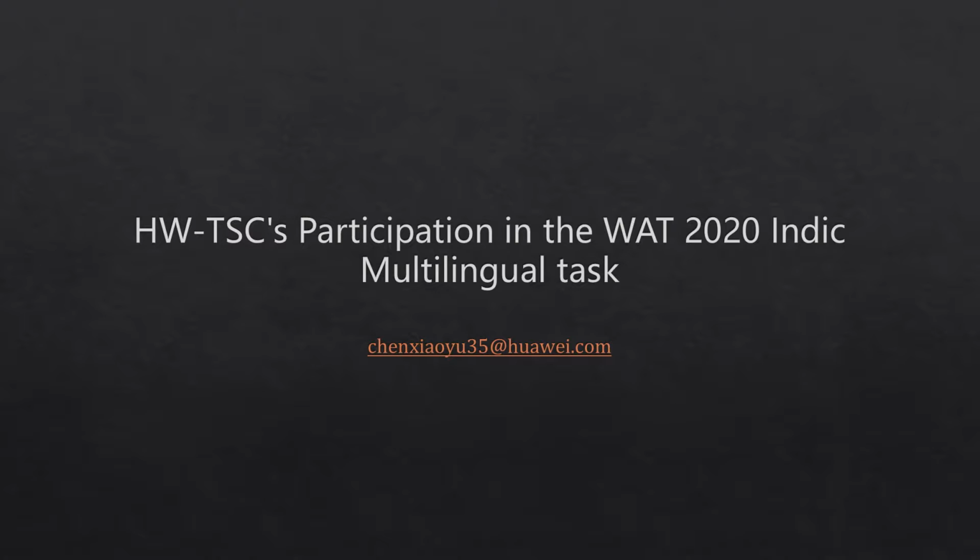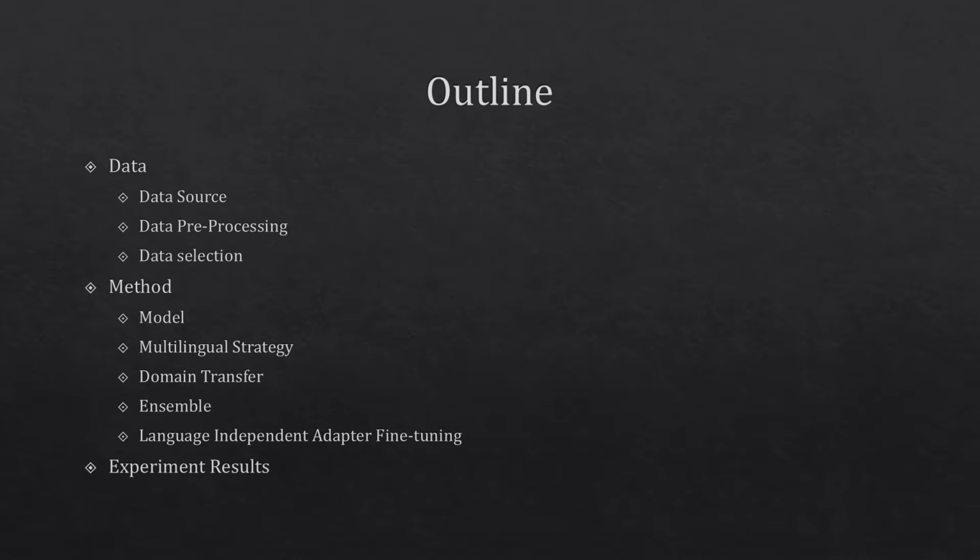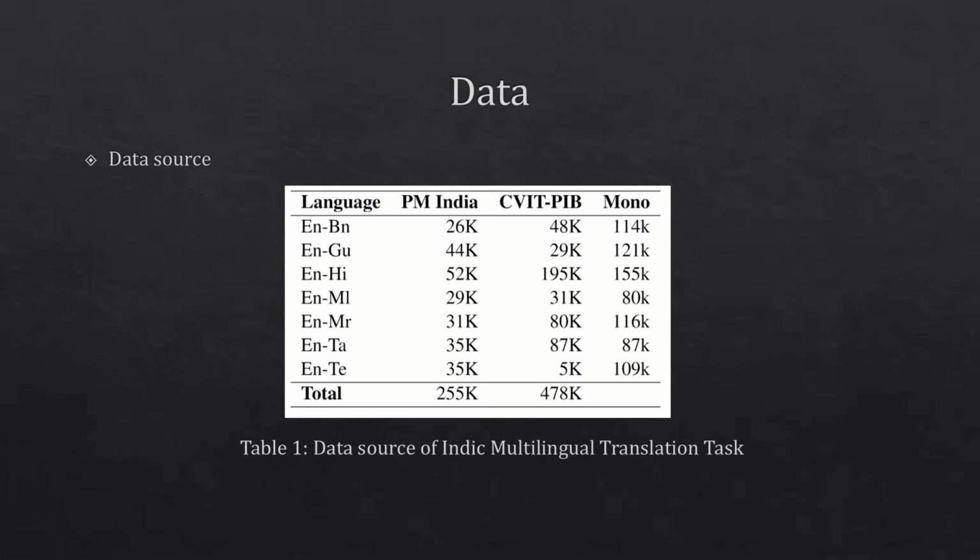On behalf of our team, I will briefly introduce our work at the WAT 2020 Indic Multilingual Translation Task from three aspects: data, method, and experiment results. First, in terms of training data, we train our model under the constrained condition and only used the two officially provided bilingual corpora and the officially provided monolingual data. The data size for each language is listed in the table.